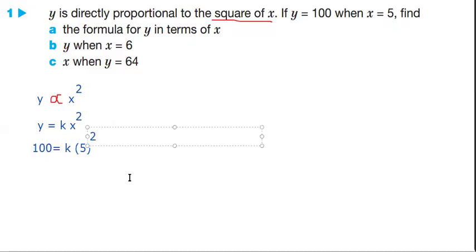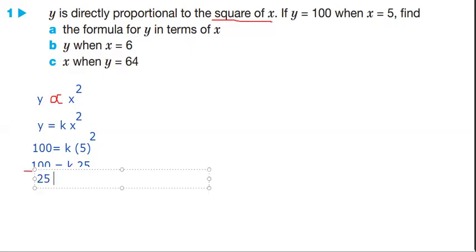Okay. Now we continue solving the question by making k the subject. This means here we have 100 equals k, and 5 squared equals 25. Now we want to make k the subject, and we're going to do this by dividing by 25. So divide by 25 here, and divide by 25 here.